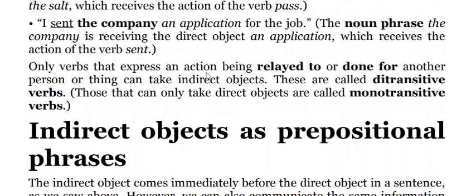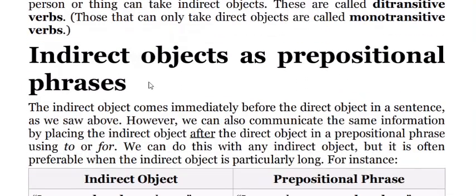Only verbs that express an action being relayed to or done for another person or thing can take indirect objects. These are called ditransitive verbs. Those that can only take direct objects are called monotransitive verbs. Now, indirect objects as a prepositional phrase.